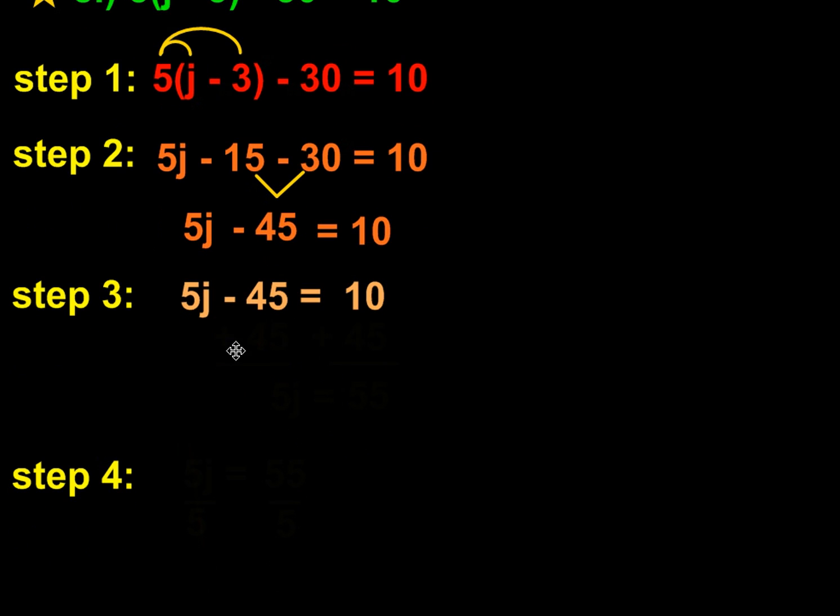In order to eliminate negative 45, I need to add 45. That's going to cancel each other out. Whatever I do to this side of the equation, I have to keep balance by doing it on this side of the equation. So I have to add 45 over here. Adding 45 to 10 gets me 55, and I bring down the rest of the problem. 5j equals 55, and that sets me up for step number 4.